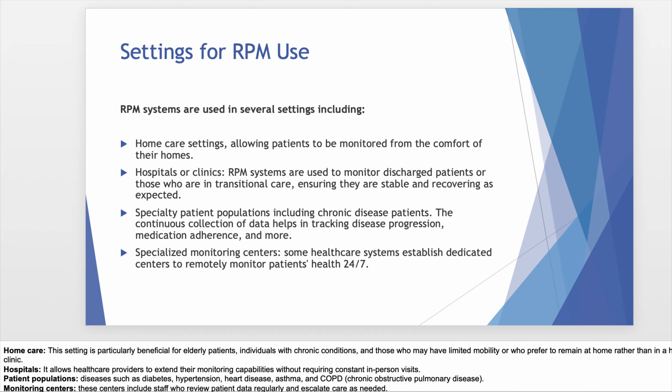Specialty patient populations, including chronic disease patients: the continuous collection of data helps in tracking disease progression, medication adherence, and more. These populations can include patients with diabetes, hypertension, heart disease, asthma, and COPD. Also, specialized monitoring centers. Some healthcare systems have established dedicated centers to remotely monitor patients' health 24/7. These centers include staff who review patient data regularly and escalate care as needed.